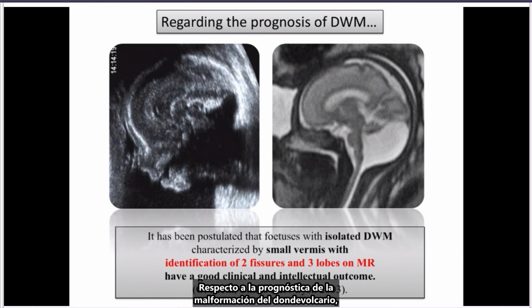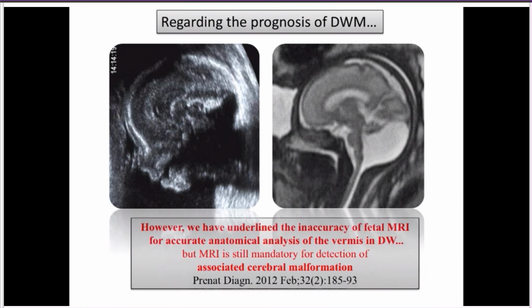Regarding the prognosis of Dandy-Walker malformation, it has been postulated that fetuses with isolated Dandy-Walker malformation, characterized by a small vermis with identification of 2 vermis fissures and 3 lobes on MR, have a good clinical and intellectual outcome. However, we have underlined the inaccuracy of fetal MR for accurate anatomical analysis of the vermis in Dandy-Walker malformation, but MR is still mandatory for the detection of associated cerebral malformation.